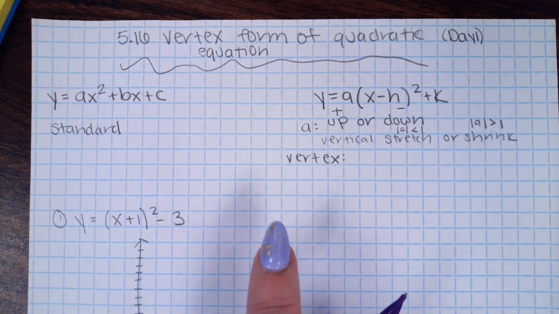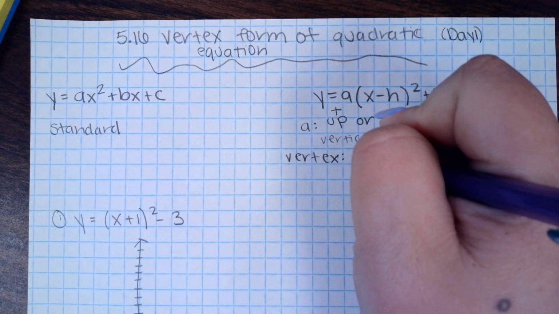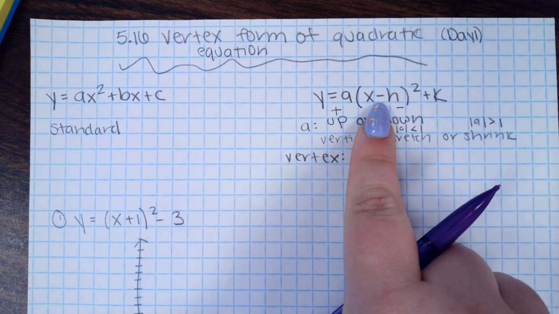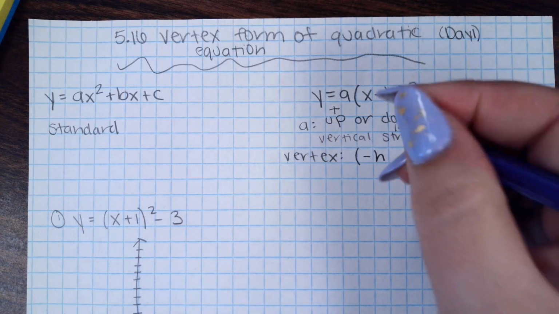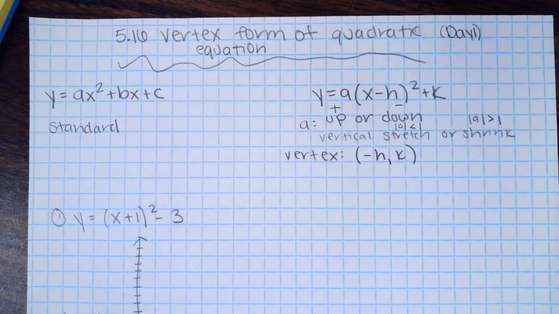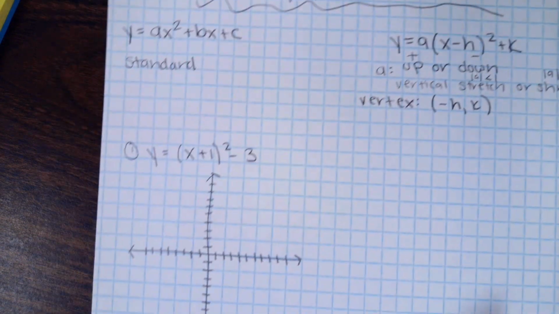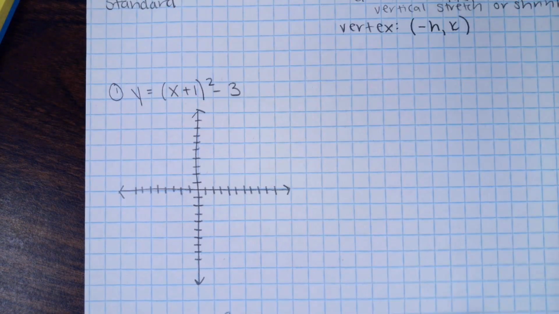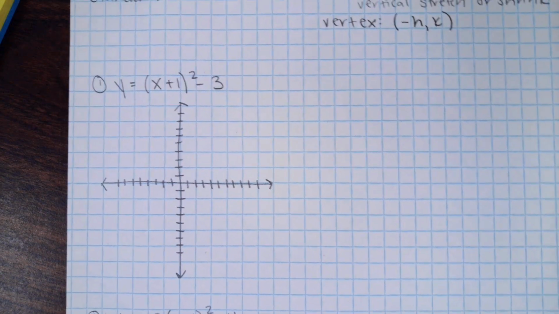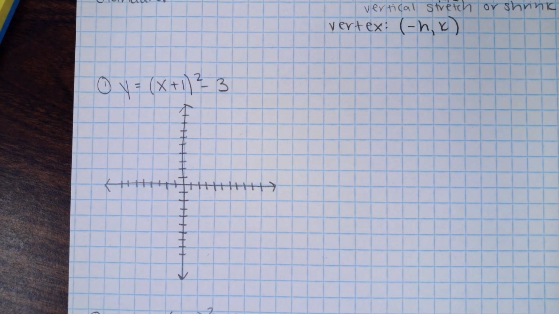In vertex form, our vertex is going to be the opposite of H, so the opposite of this number here, and then K. So what we're going to do is when our equations are in vertex form, we can very easily pull that vertex out, graph it, and then we're going to use symmetry. All right, let's look at an example so you know what I mean. So here's my example. Y equals x plus 1 squared minus 3.